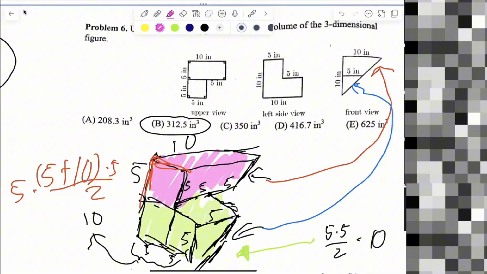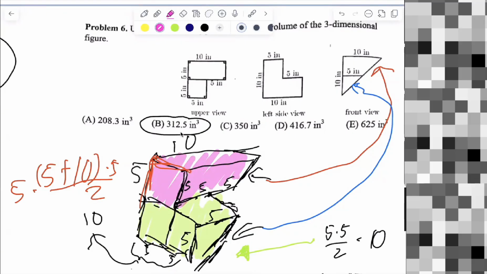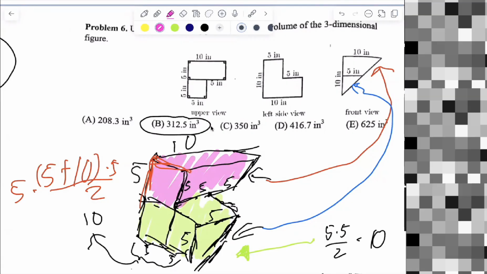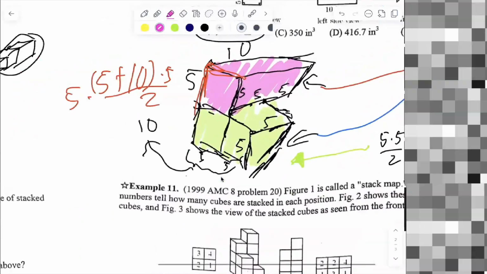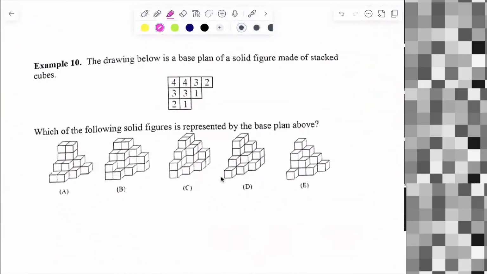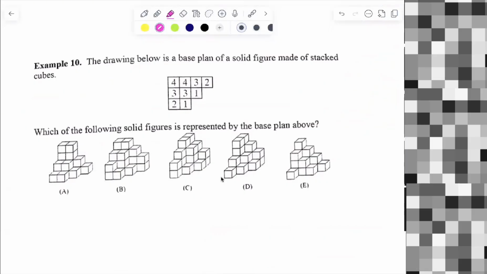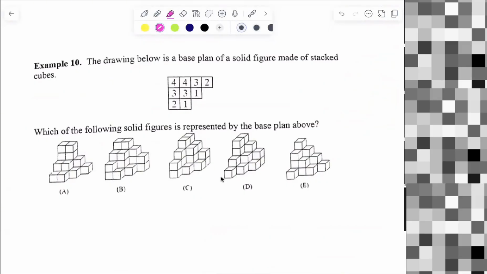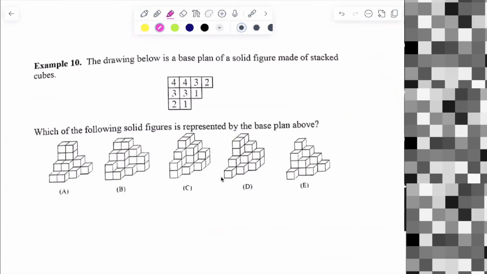Alright, this one's kind of tricky in drawing the figure. But anyways, let's move on to example 10. The drawing shown below shows a base plan of a solid figure made of stacked cubes. Which of the following solid figures is represented by the base plan above? I'll let you guys have a try on this question and tell me your answers through chat.